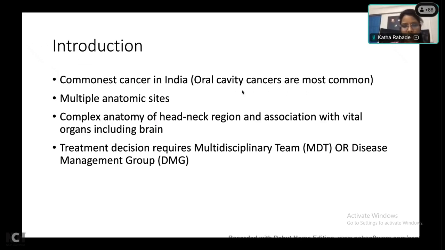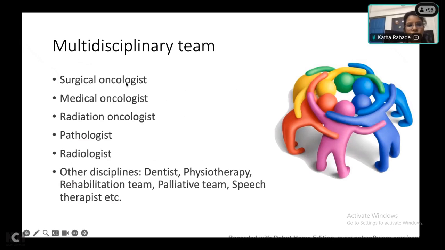Anatomic sites in the head neck region are complex because of their anatomy and association with vital organs. Their timely diagnosis is prudent, and treatment decisions require a multidisciplinary approach, or a disease management group. By multidisciplinary approach, I mean a team of surgical oncologists, medical oncologists, radiation oncologists, pathologists and radiologists who help in assessing the patient, determining what histologic type the tumor is, the extent of the tumor, and which treatment would be ideal for this patient.